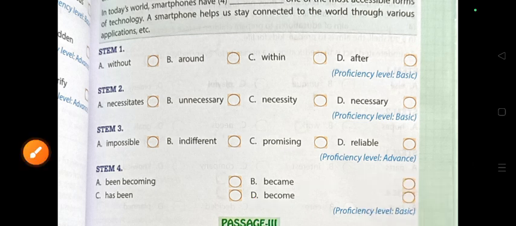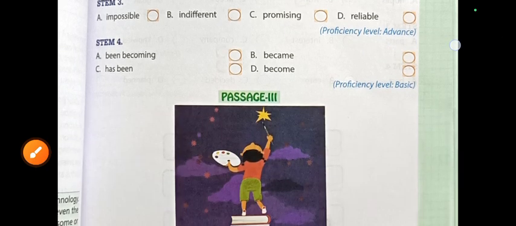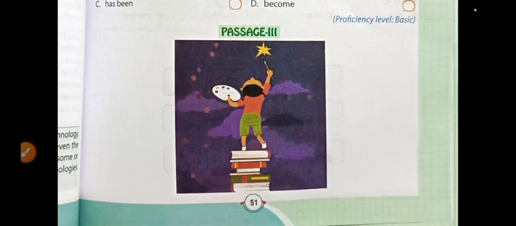So during your examination, you will get this kind of passage, and options will be given. You are supposed to go through the passage and just find out the correct option. Okay. Now this is passage number 3, and I'll show you the next slide.